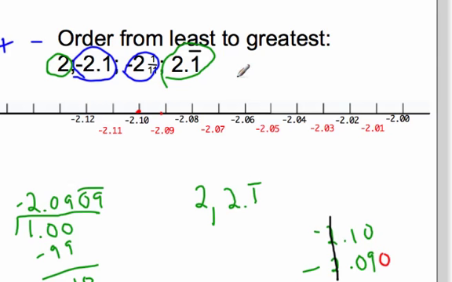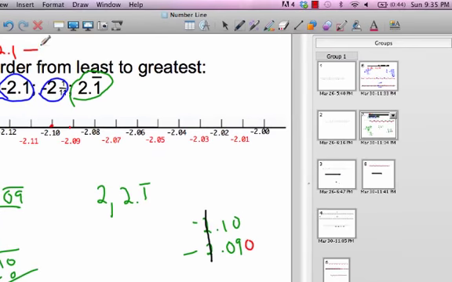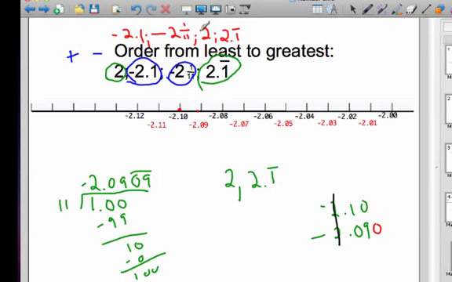So we would say the order here would be, as you can see, negative 2.1 followed by negative 2 and 1/11th, then 2, and then 2 point, and the 1 will be a repeating decimal.